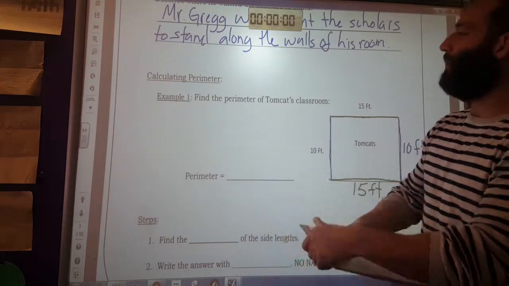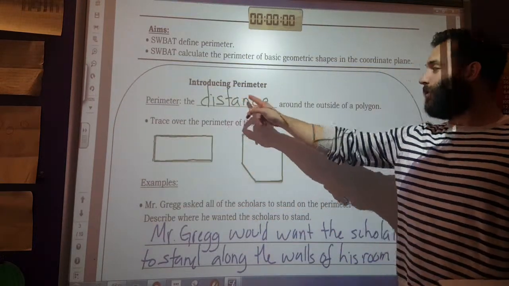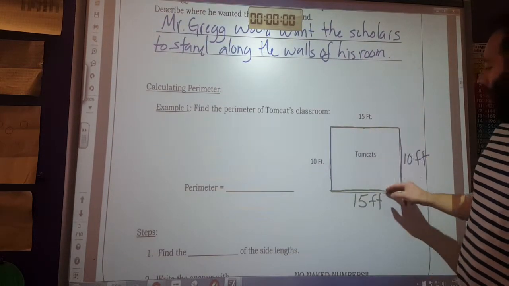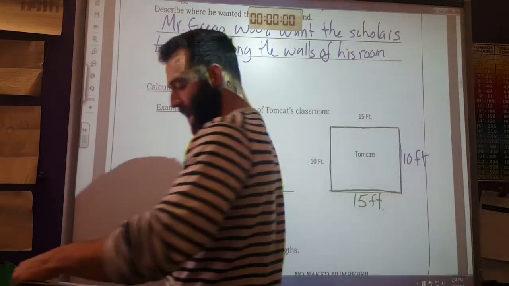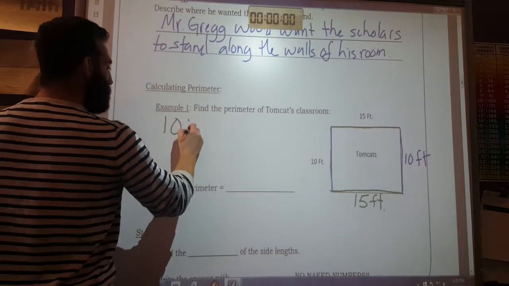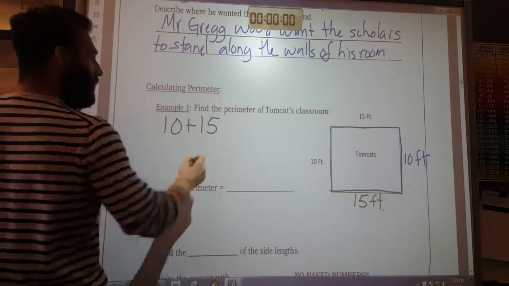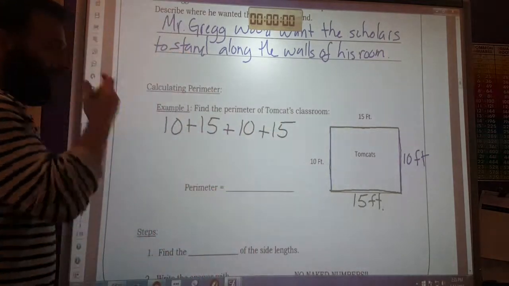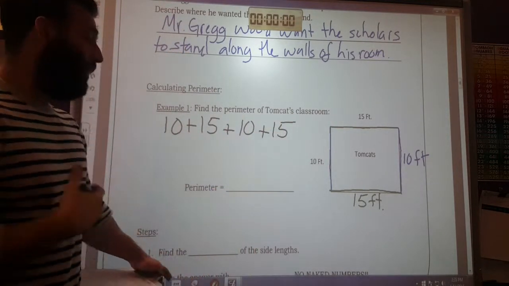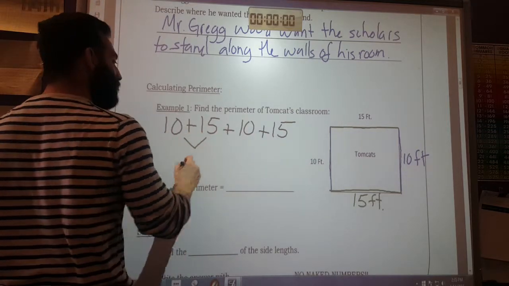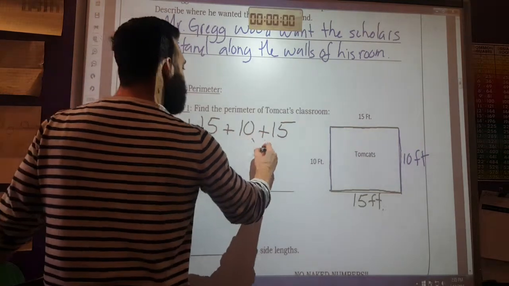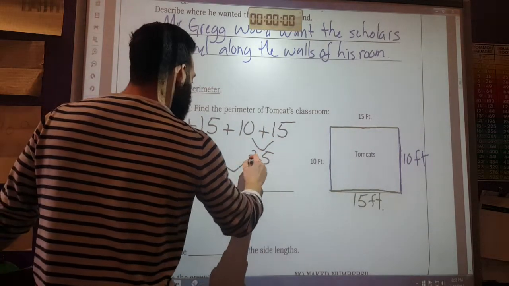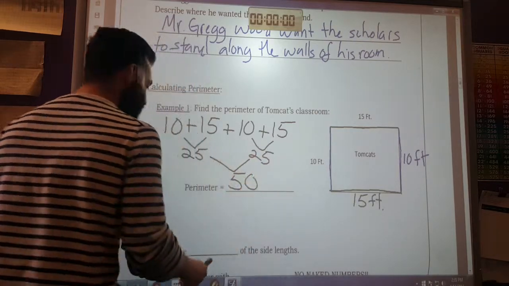Now, if perimeter is the distance around the outside of a polygon, that would mean I need to add up all of these distances. So I have 10 plus 15 plus 10 plus 15. And now I can add all of those up and get my perimeter. 10 plus 15 is 25. 10 plus 15 is 25. So that means I have a perimeter of 50.